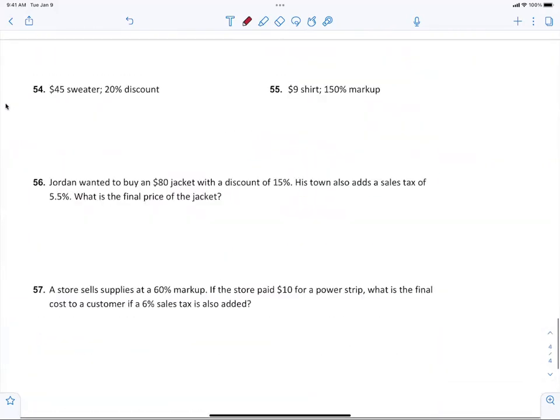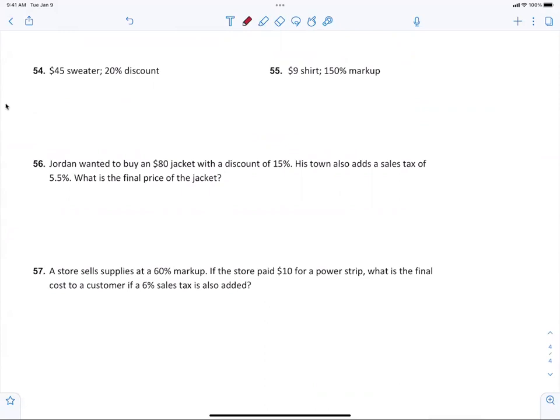Uh-oh, we still have more. All right, Maggie, tell me about number 55. It was tricky. So it would be 250%. That's correct. And then you do 9 times 2.5. Very smart. Thank you, girl. And it's $22.50. Wow, that was really good.